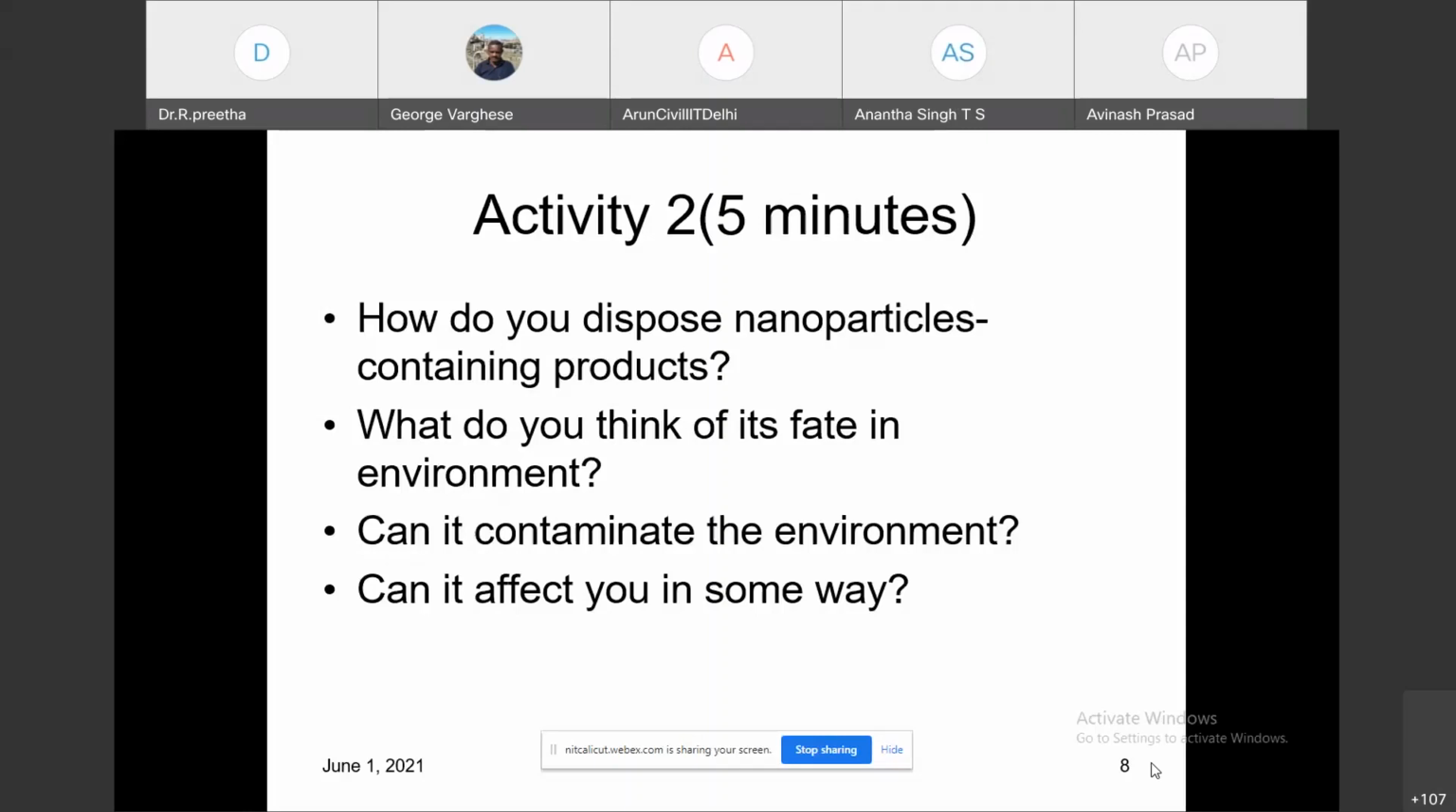Okay. So basically, through this activity, we are trying to understand what could be the sources of nanoparticles in our environment. Maybe some of the sources are coming from our daily activity. Later on, we will see how this information is going to be useful in your risk assessment activity, and how different answers, such as the fate, whether it can contaminate our environment, and whether it can affect us in some way. These are the things that will be used in setting up the risk assessment component. At that time, this information will be useful.